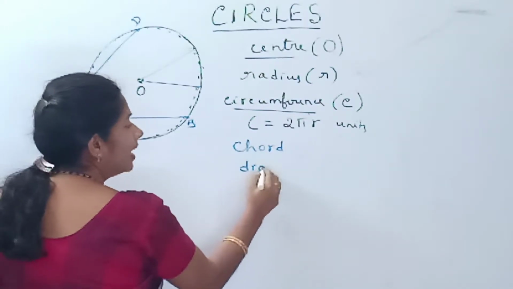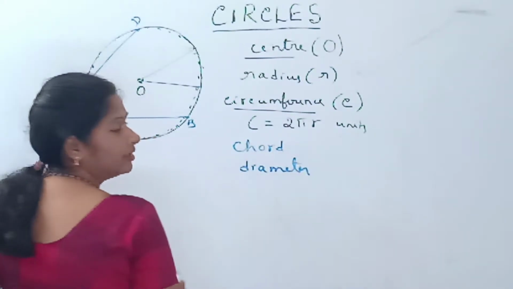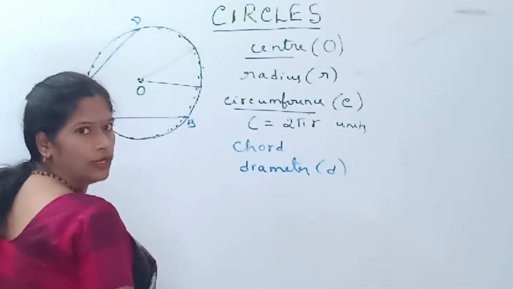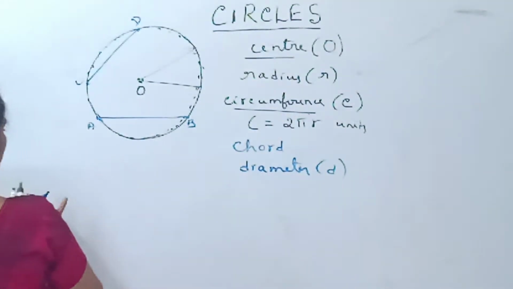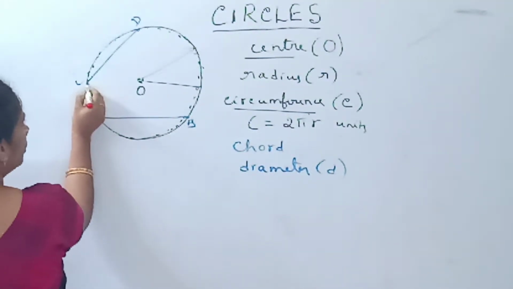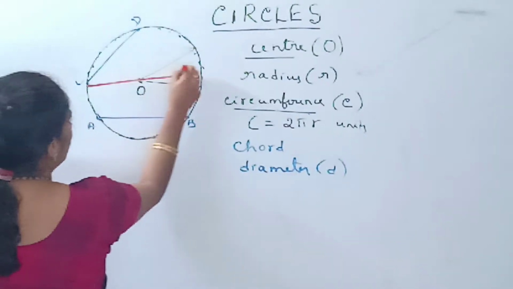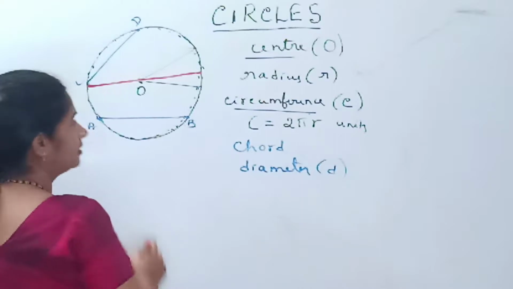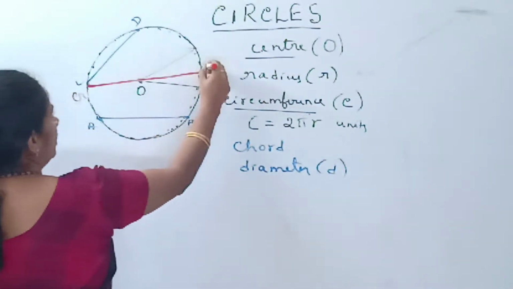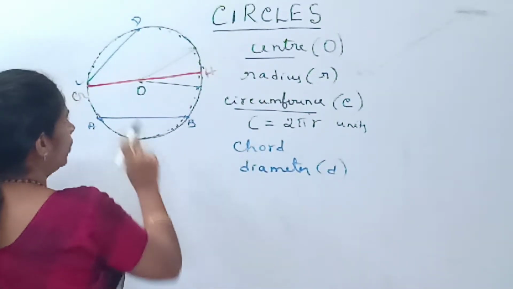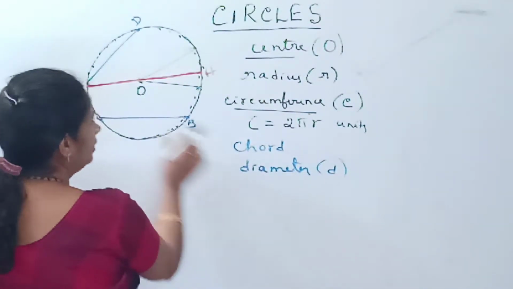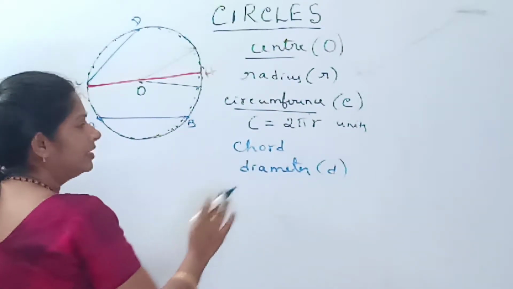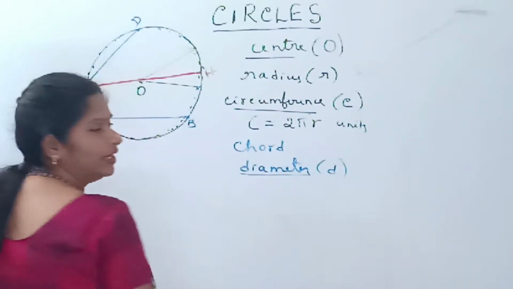Now, next term, the definition you have learned already. It is the diameter of a circle, and it is denoted by the symbol small letter d. So what do you mean by diameter, children? A chord which passes through the center of the circle. Let me write G and H. The chord which passes through the center of a circle is called the diameter of a circle.